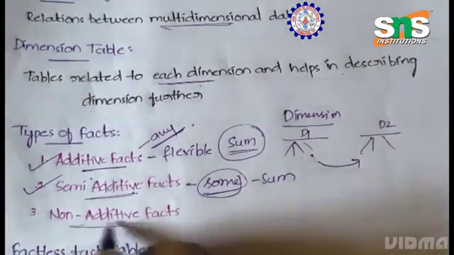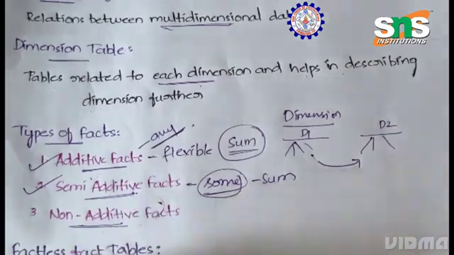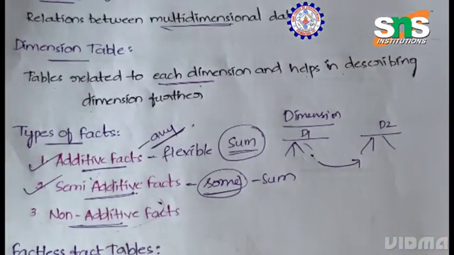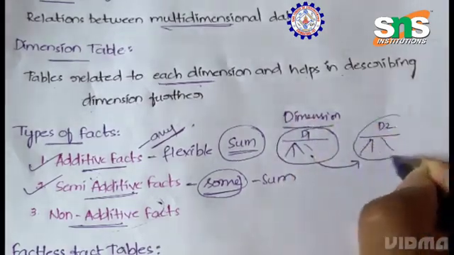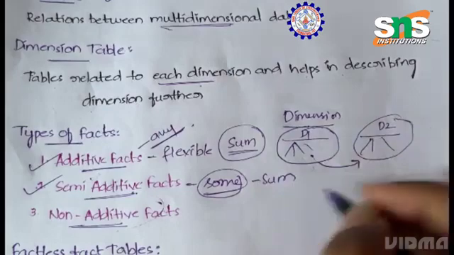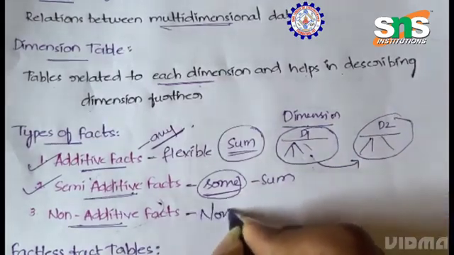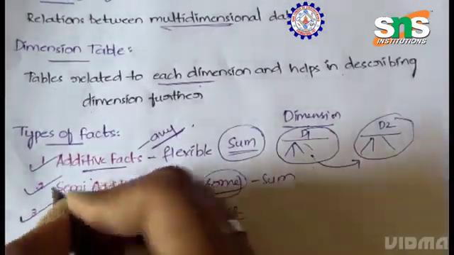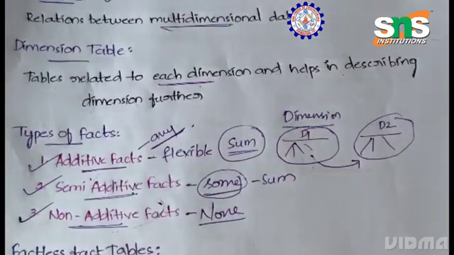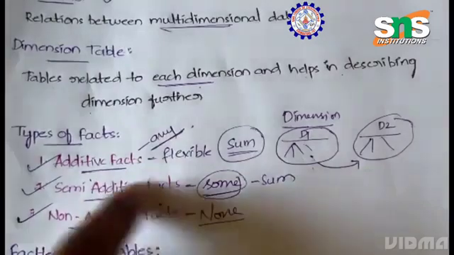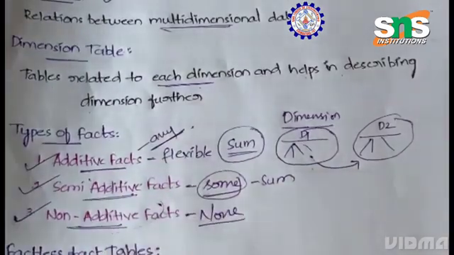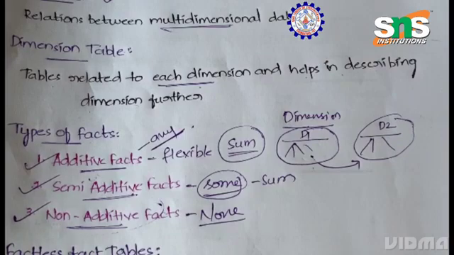Okay, and coming to non-additive facts. What do you mean by non-additive facts? It means they cannot be summed up across any of the dimensions. You cannot sum them up. You cannot sum up any facts with the other dimensions. In additive facts, you can sum up any facts. Here only a few facts. Here you cannot sum up any facts. So this is about the types of facts.